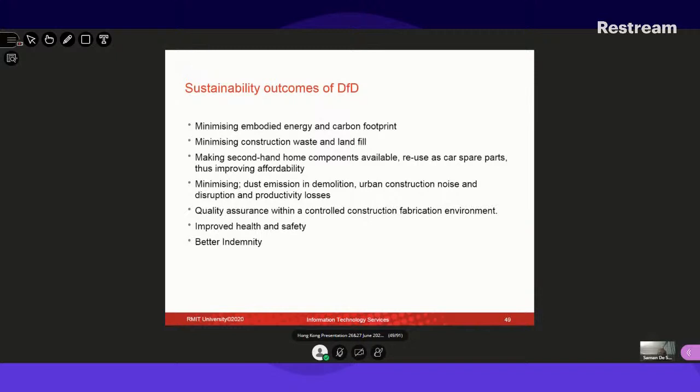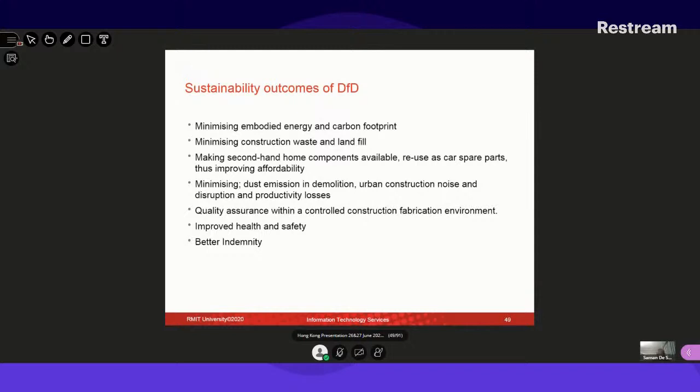Sustainability outcomes of DFD are minimizing embodied energy and carbon footprint, because you will be reusing them. In a sense, it can have many lifespans. Although the building has one lifespan, the material can have another. Minimizing construction waste and landfill, we discussed that. Making second-hand home components available, reuse as car spare parts. I just mentioned this one. Improving affordability. The people who cannot afford a house can use those things until they can become affordable, and then having more income and things like that.